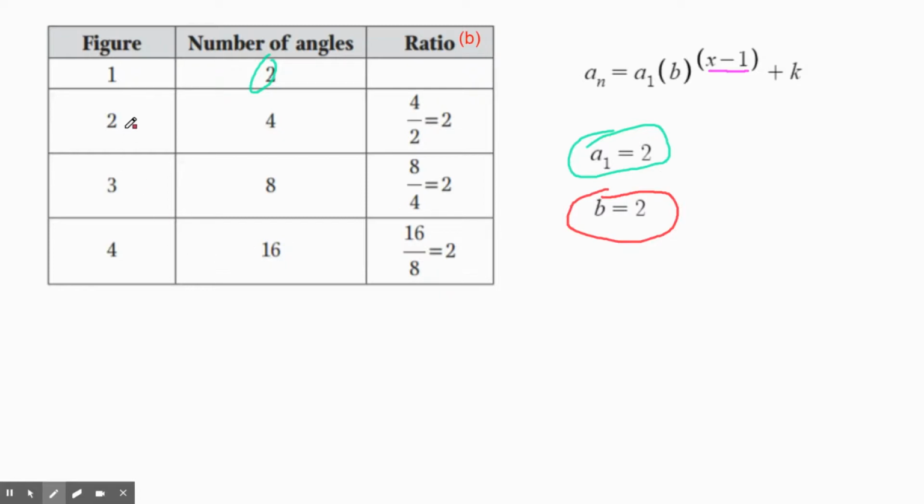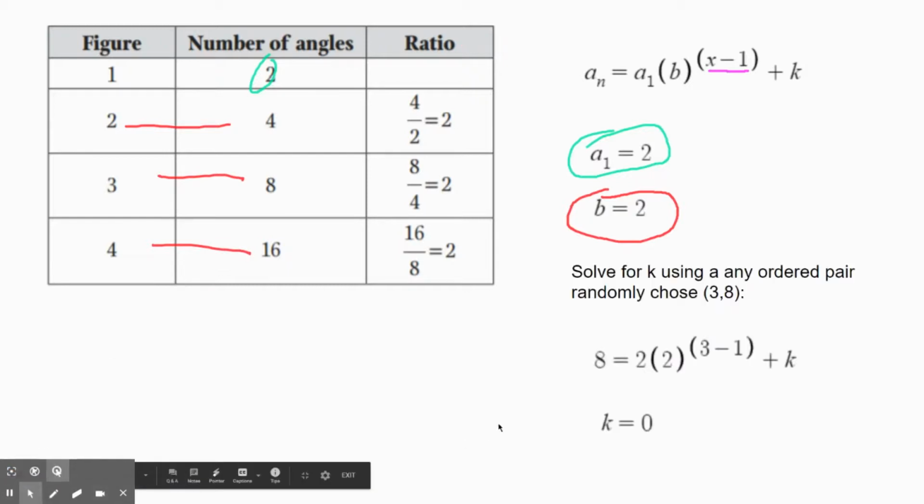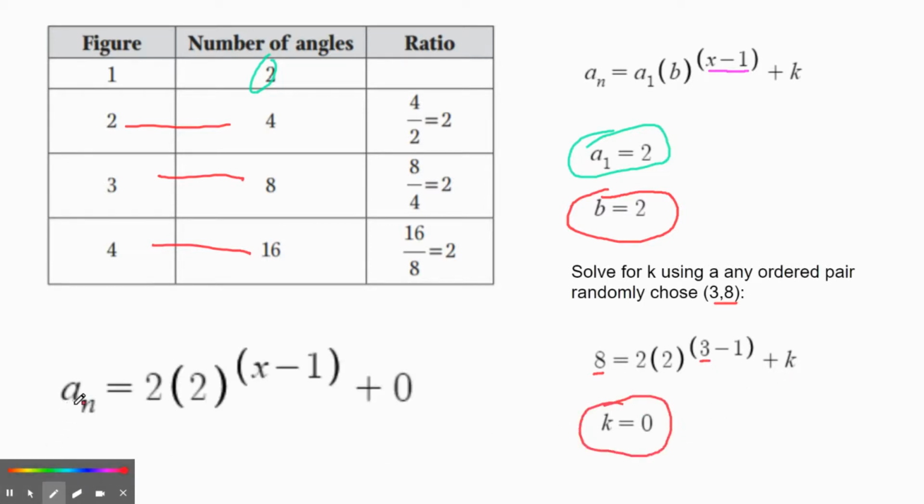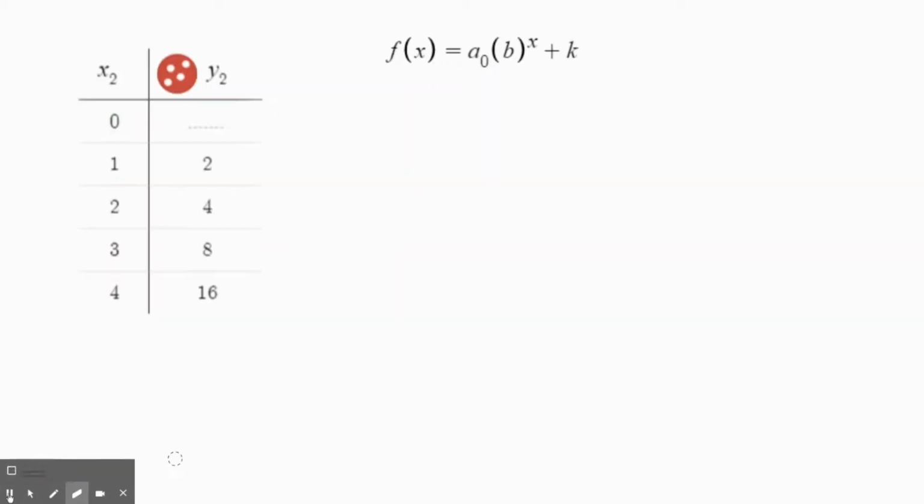So choose any ordered pair to use. For this particular example, I chose 3, 8. So 8 goes in for y, and 3 goes in for x, and you solve for k, and you get 0. Final answer is going to be 2, the first term, times 2, which is your common ratio, raised to the x minus 1 power plus 0, and you don't have to write the 0.